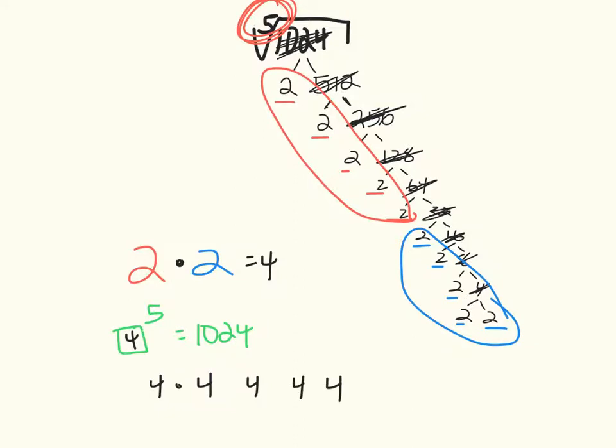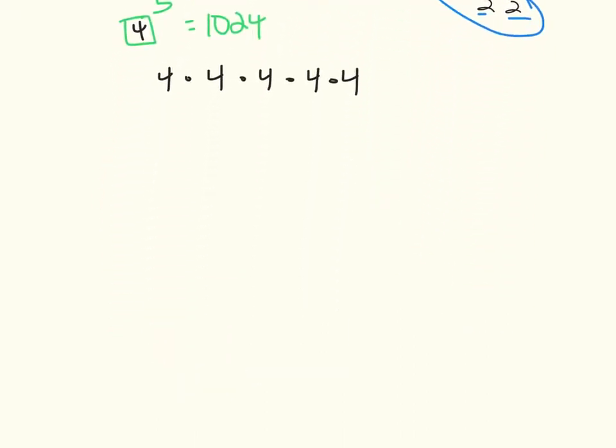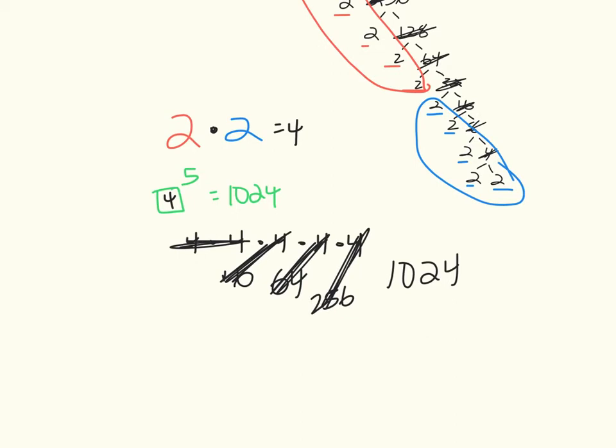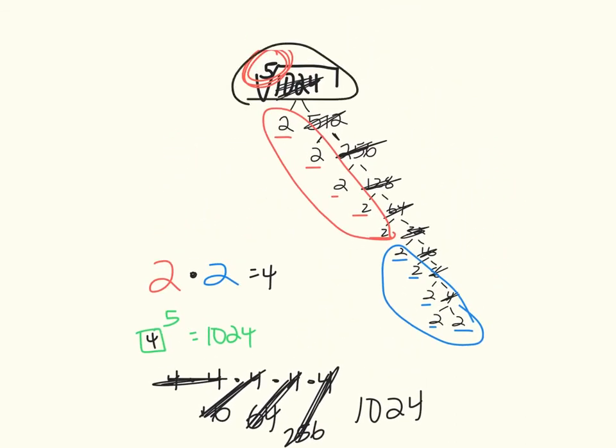And I'm going to multiply all of these 4's together. This is going to take me some room, so I'm going to zoom and we can see. Let's see, 4 times 4 is 16. 16 times 4 is 64. 64 times 4 is 256. 256 times 4 is 1024. It definitely works. The answer is 4. The fifth root of 1024 equals 4.